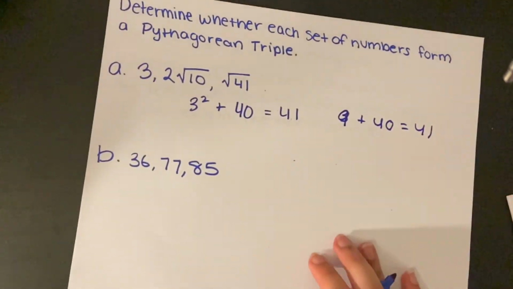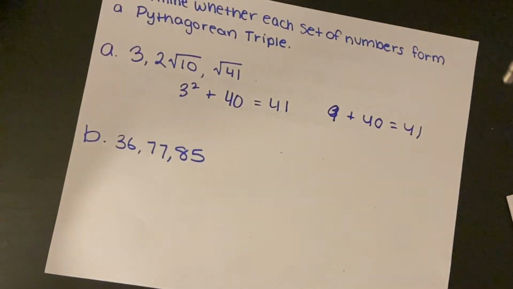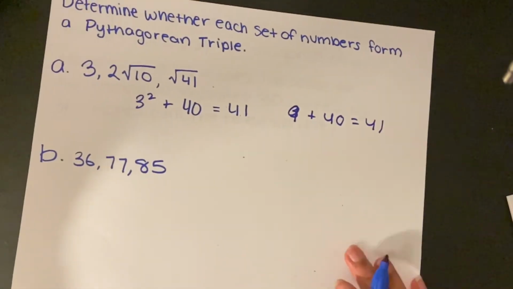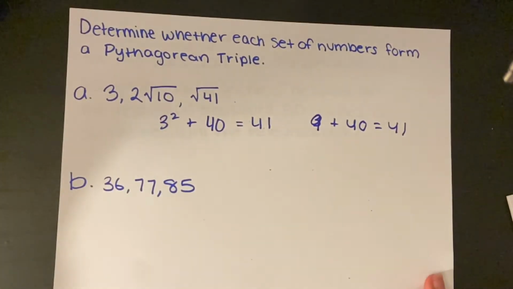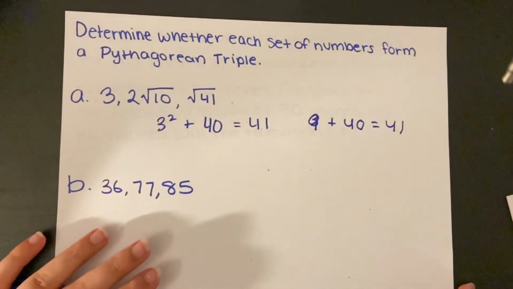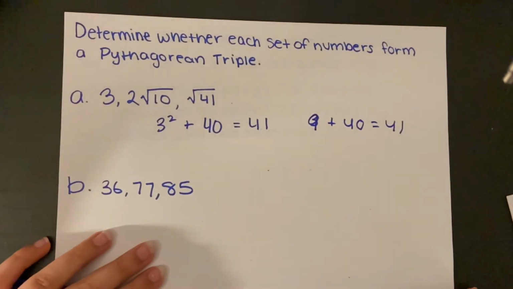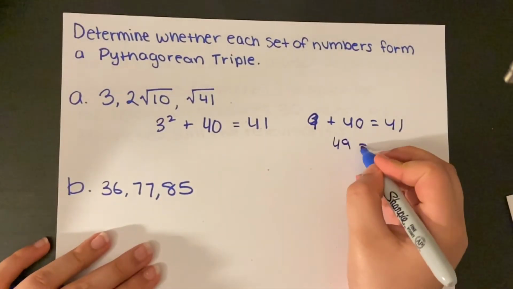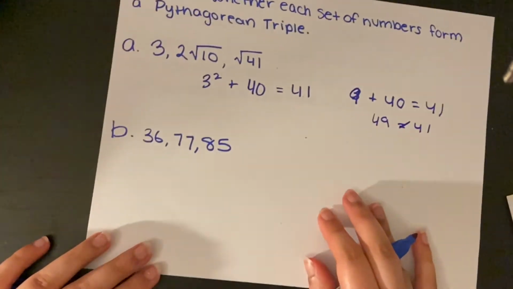Now already you can tell that does not satisfy the equation. It doesn't even equal. So first of all, it can't be a right triangle. And second, it cannot be a Pythagorean triple because it does not form a right triangle anyway. It doesn't satisfy the equation. This would be 49 equals 41, and we know that's not true.